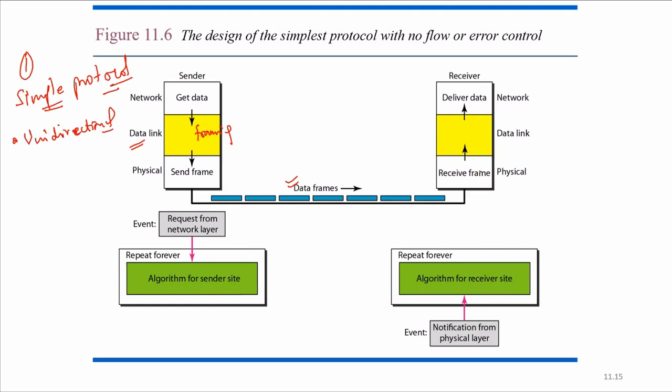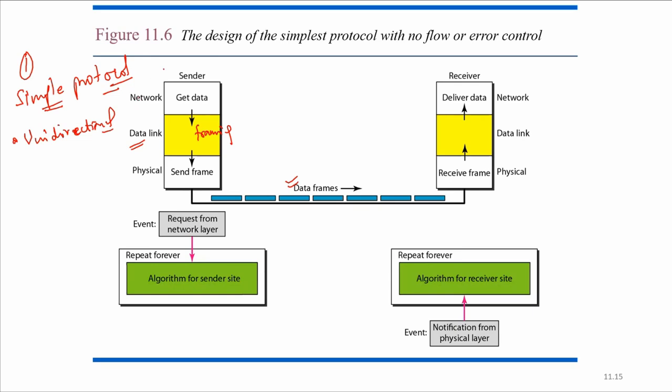At the receiver side, the frames will be received by the physical layer. This will inform the data link layer. Once the frames are received, they will be destuffed and then delivered to the network layer. So this is the basic idea of the simplest protocol.